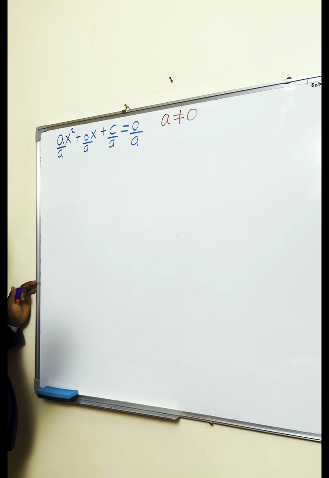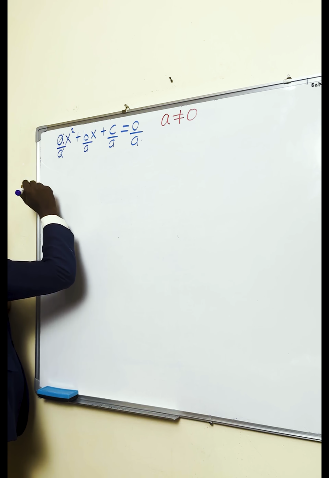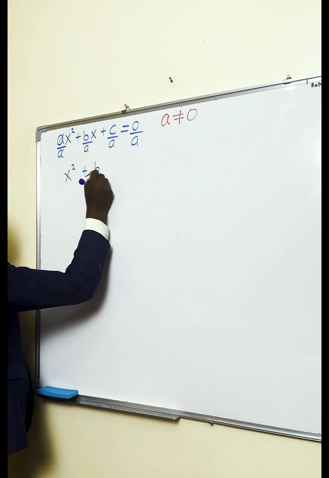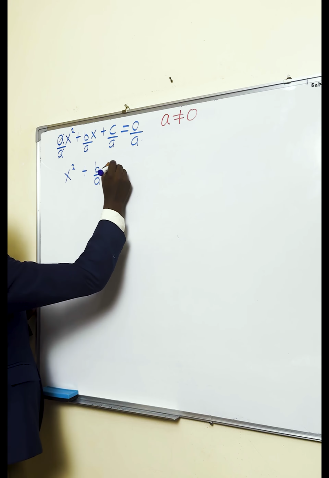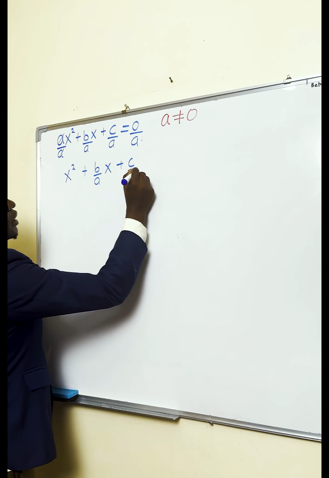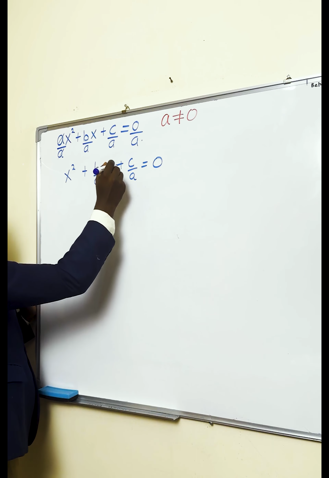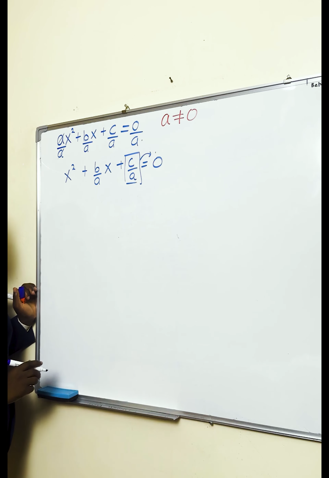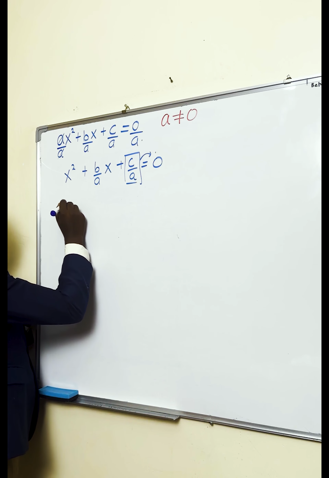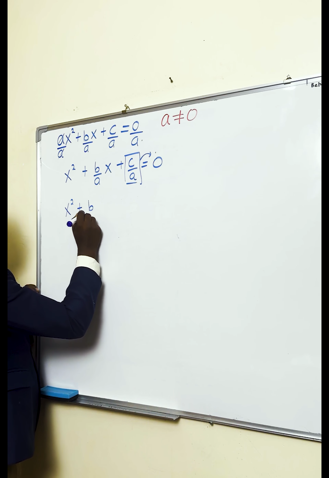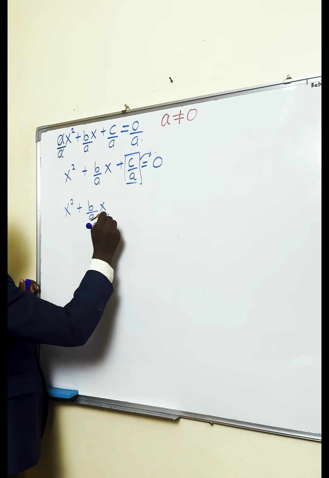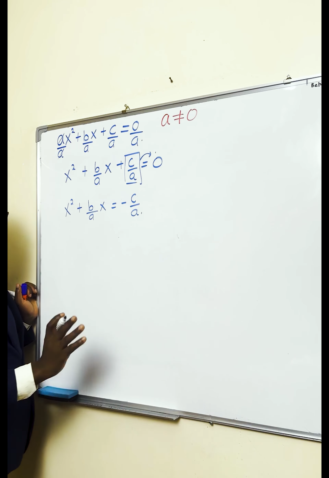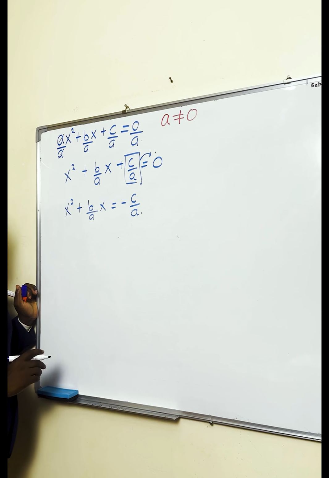And the moment we divide through by a, this a will cancel with that a, so we shall be left with x squared plus b out of a multiplied with x, plus c out of a, everything is equal to 0. So we are going to take this constant term to the right hand side of the equal sign. And this will give us x squared plus b out of a multiplied with x, everything is equal to negative c out of a. Are we there? Now we are going to complete squares.